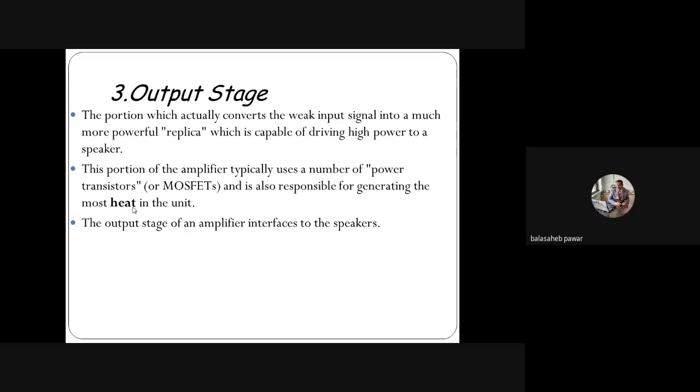Then the output stage, yesterday already we discussed this one, the portion which actually converts the weak input signal into a much more powerful replica. See, much more powerful means what? You have to consider it in terms of current. Okay, voltage amplification is basically done by the previous stages, like the driver stage or pre-amplifier and all that. Or we can add a number of stages if we require much more voltage amplification. But the main thing, as yesterday also I explained, is to drive the low resistive load like speakers.